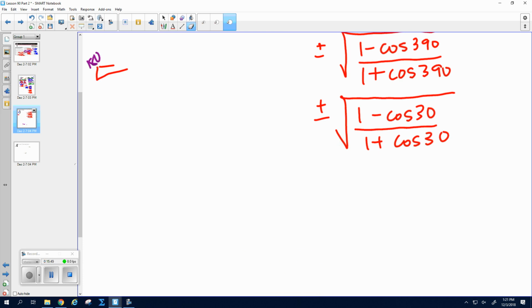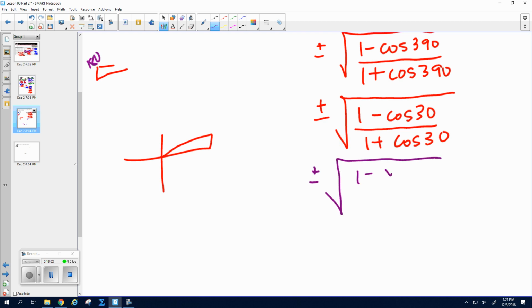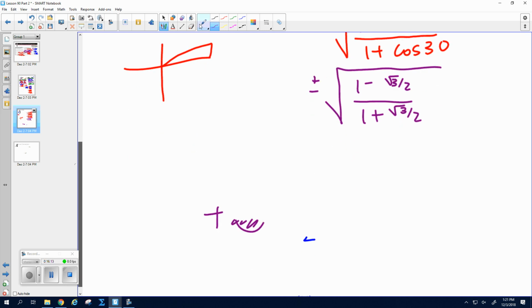So now I got to evaluate the cosine of 30 degrees. So I go back over here to my good old unit circle. What is the cosine of 30 degrees? Yep, positive root 3 over 2. So I have 1 minus the square root of 3 over 2. And I have 1 plus the square root of 3 over 2. Then we've got some awesome fractions here. So I would change 1 to 2 over 2 right here. And if you change this to 2 over 2, you get 2 minus the square root of 3 all over 2 for the numerator.